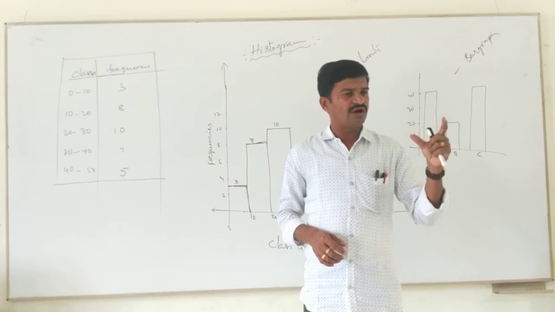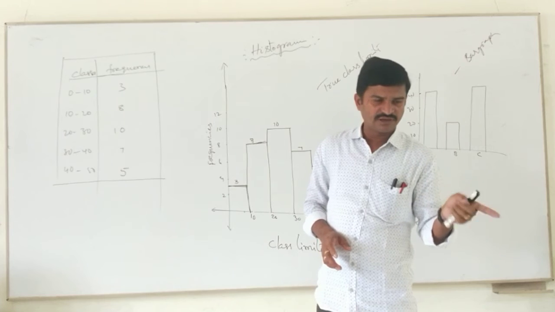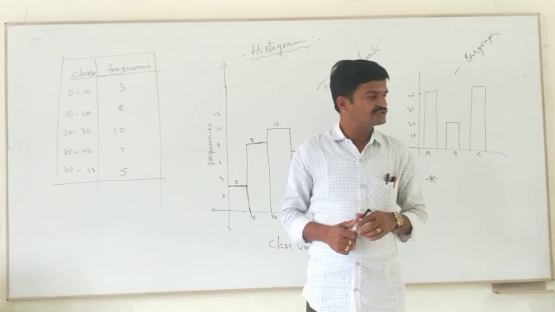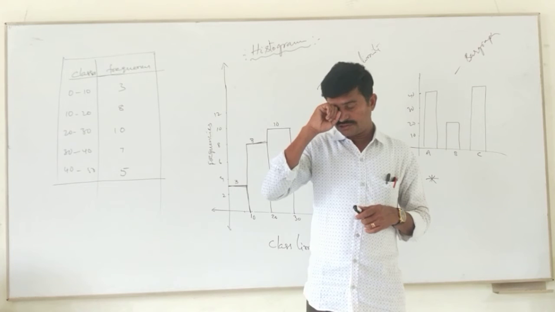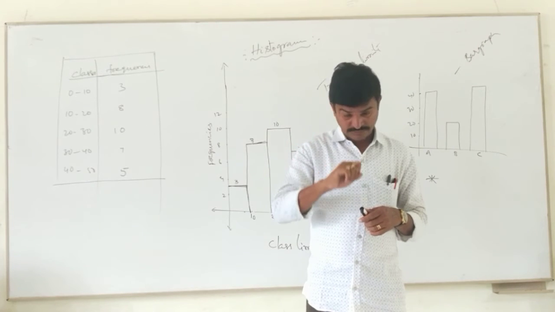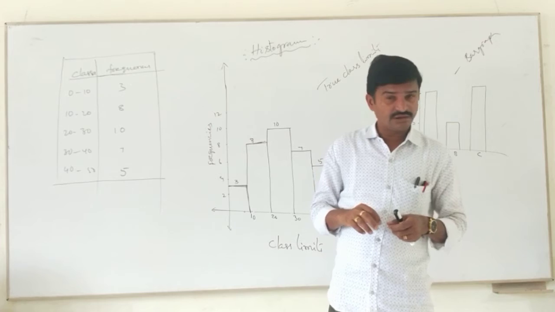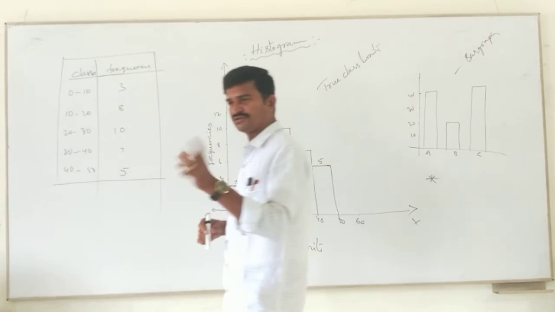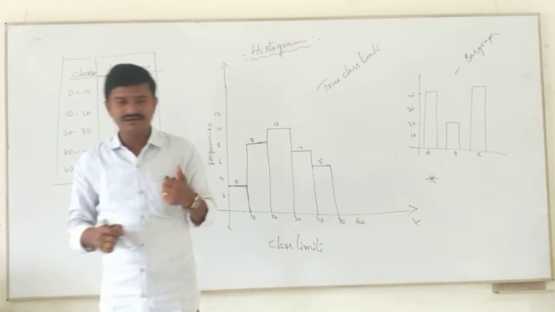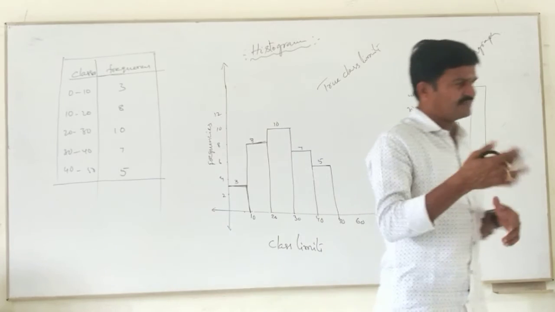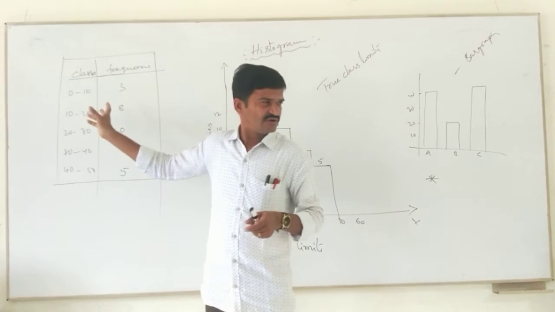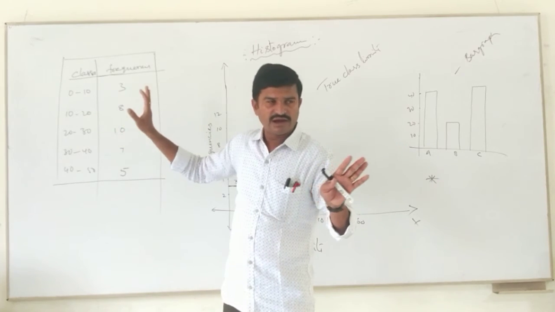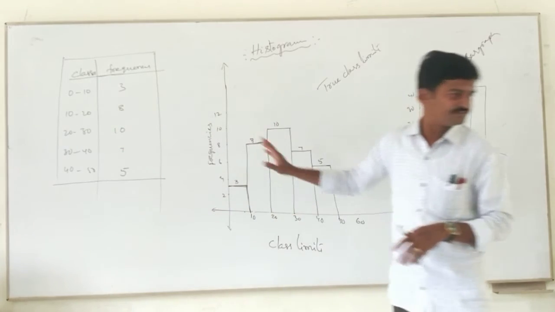Draw a histogram for the given data. Write down the question: draw a histogram. The histogram means it is not... Draw the histogram for the given data. This is okay. After that, you note down this solution.